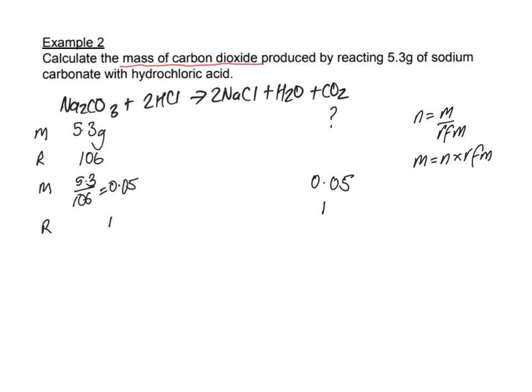If we work out our RFM of carbon dioxide, it will be 12 plus 16 plus 16, which is 44. So the mass will be the moles, which are 0.05, multiplied by 44, which gives us a mass of 2.2 grams.